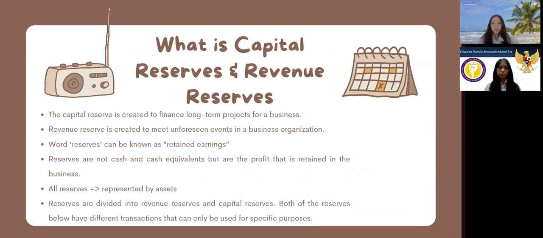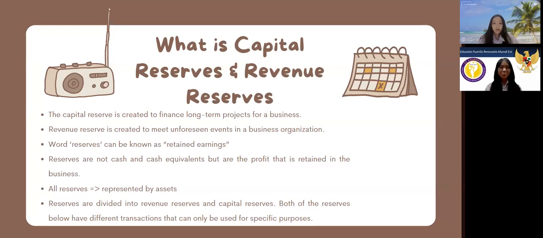The word itself, reserve, can be known as retained earnings, which means any profit that is not distributed to the shareholders as dividends is kept in that account. We can define reserve as an appropriation of profit and part of the capital of the company. We need to affirm that reserves are not cash and cash equivalents, but our profit is retained in the business.